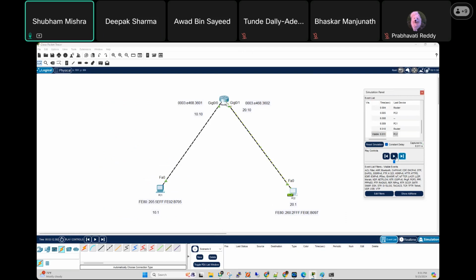So this is the ICMP reply packet PC number 2 sends. The packet will reach the router. What will the router do? The router will check its routing table. Are you getting my point? Yes or no?